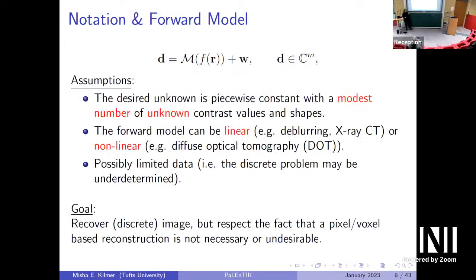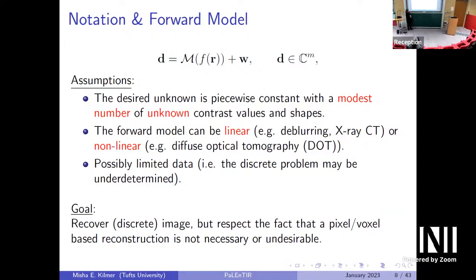Okay. As I said a few moments ago, my assumption is that the desired unknown is a piecewise constant with a modest number of unknown contrast values and shapes. I do not know the shapes. I do not know the number of contrast values. That's something that we're trying to learn from the process.